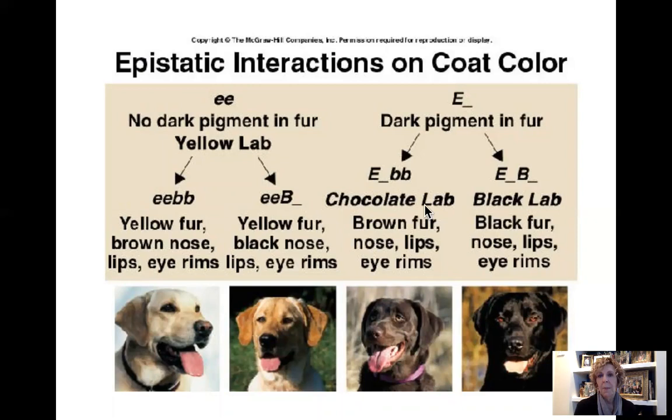If I have a dominant allele for the actual pigment deposition, then I can see different color pigments being deposited in the hair and other places on the dog. This is how you get a black lab. This is how you get a chocolate lab, and the two different versions of the yellow lab.